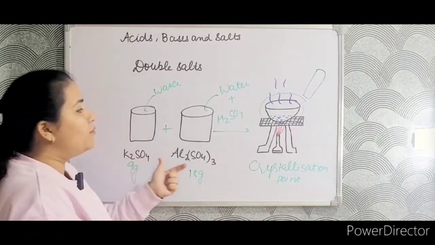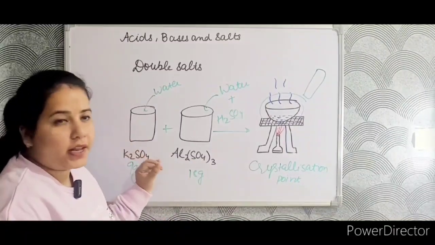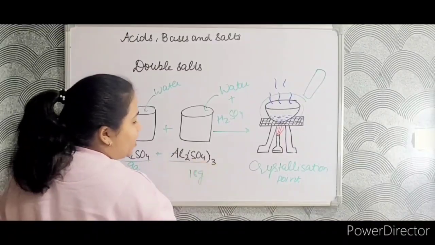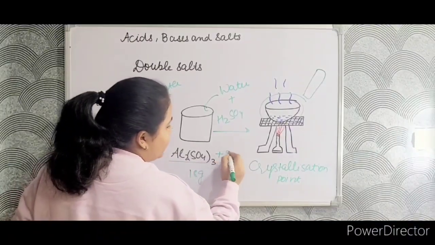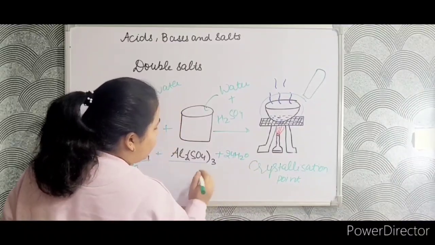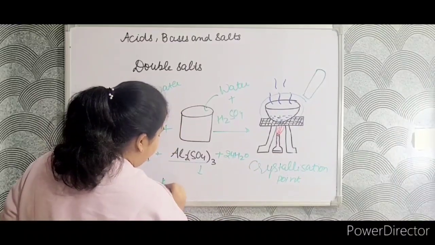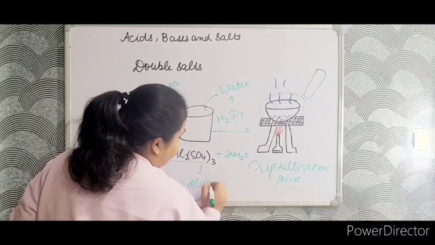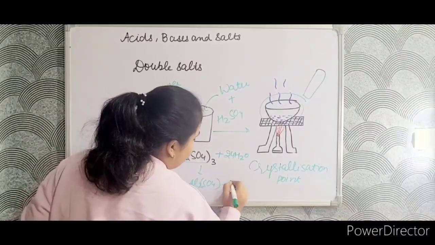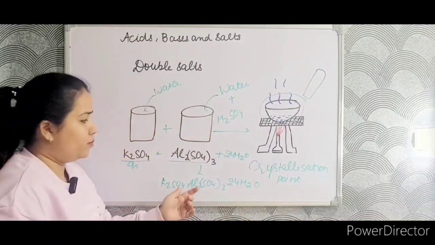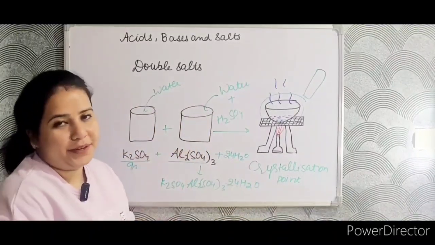The reaction involved behind the potash alum is when potassium sulfate reacts with aluminium sulfate and some water molecules are added, then formation of K2SO4.Al2(SO4)3.24H2O. So potash alum is prepared.